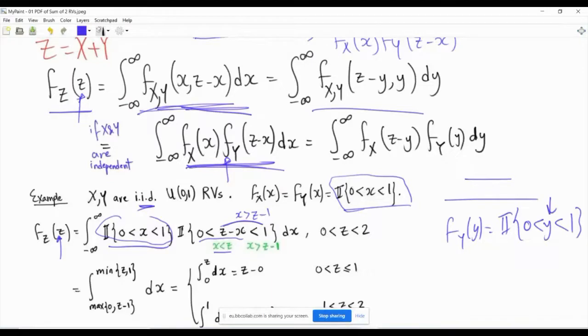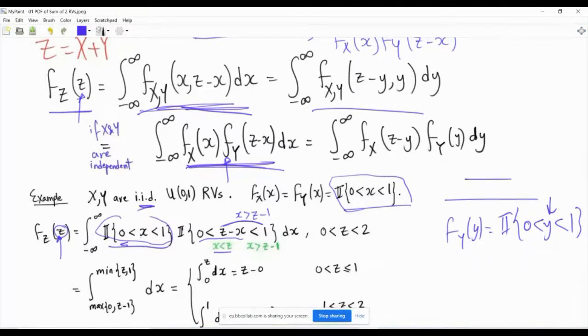So that's another indicator function. This indicator function is 1 if X is greater than 0, and this indicator function is 1 if X is greater than Z minus 1. Note, of course, that the parameter small z is living between 0 and 2.